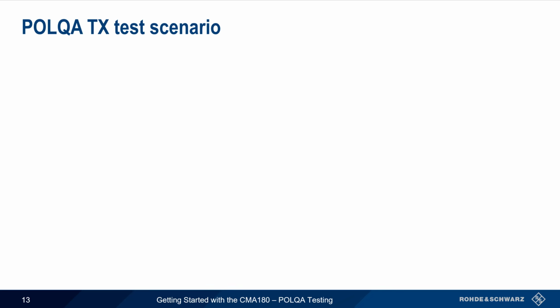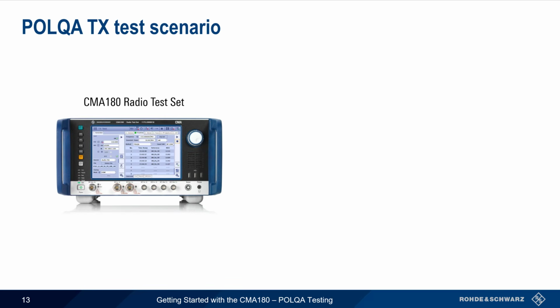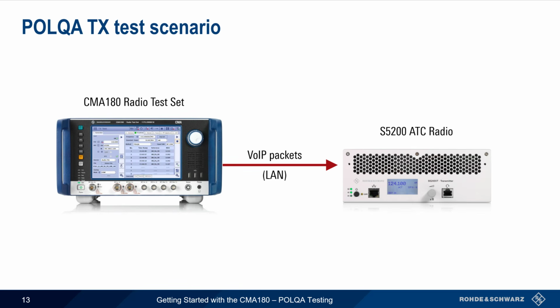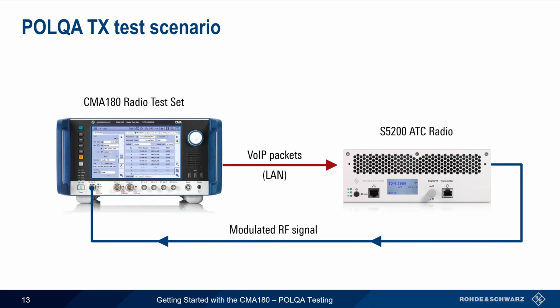Let's start with a high-level overview of the transmit test scenario. In this scenario, the CMA180 sends voice over IP packets via its LAN interface to the radio under test, here the S5200. This radio then extracts the audio from the VoIP packets and uses this audio to AM modulate its transmitted RF signal. Note that the CMA180 also controls the transmit or push-to-talk function of the S5200. This transmitted signal is routed back to the RF input of the CMA180, which then calculates voice quality using the POLQA algorithm.